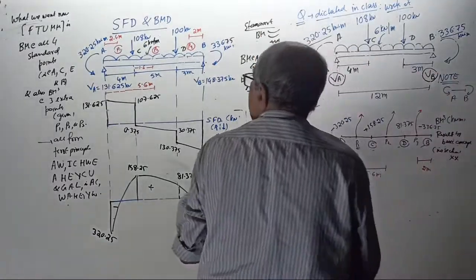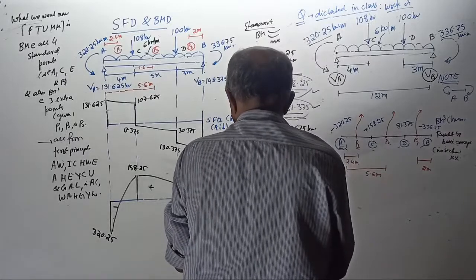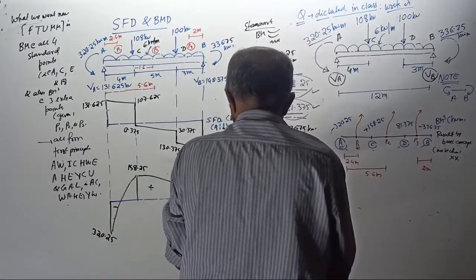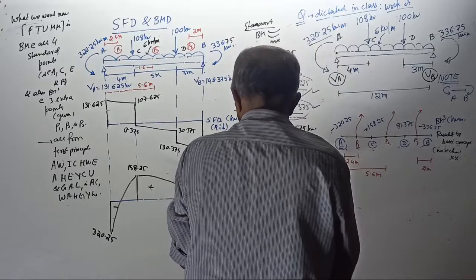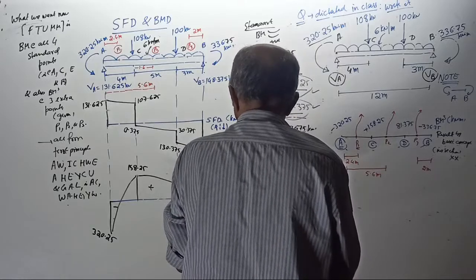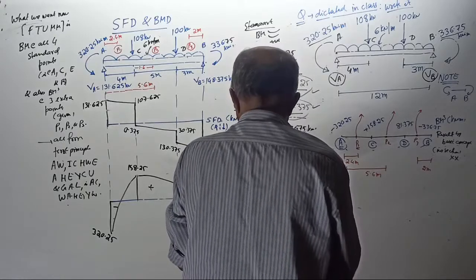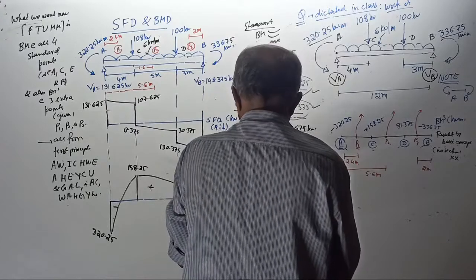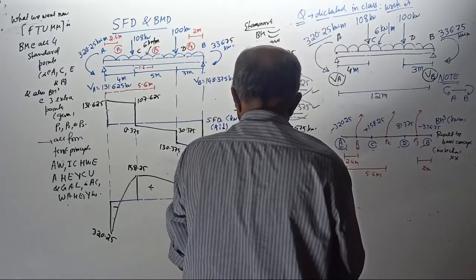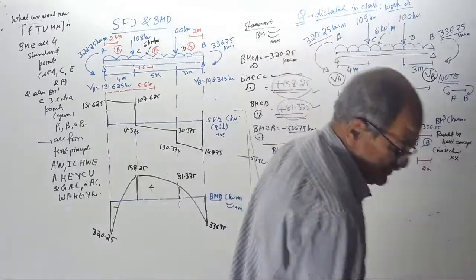at P1 it is minus 320.25 plus 131.625 into how much? 2.4 minus 6 into 2.4 into 1.2. 50.37. Is it correct?